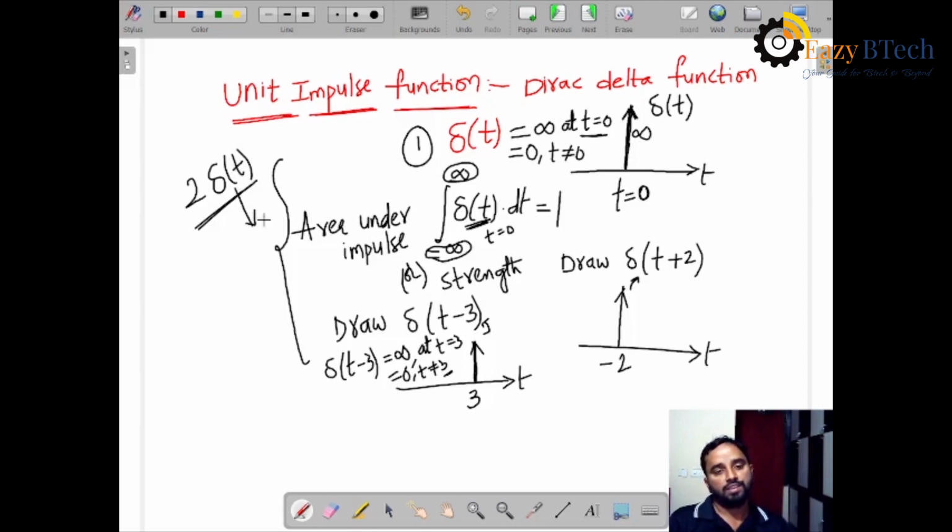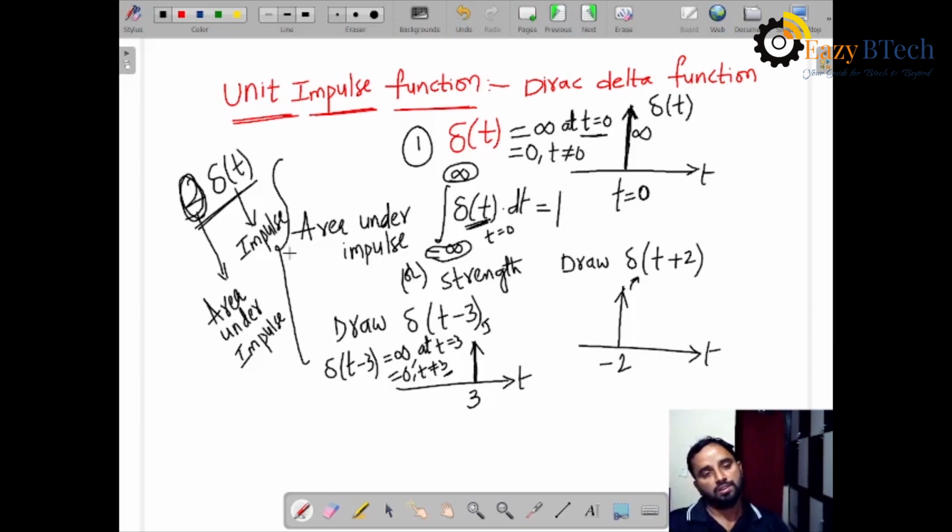Here, the del of t is an impulse function. What about 2? Number 2 indicates what? This 2 indicates the area of the impulse, or area under the impulse. Not amplitude. Area under impulse is 2. Strength of the impulse is 2, or area under impulse is 2. So this is the point I want to mention here. This is about the impulse function. Unit impulse, area is 1.